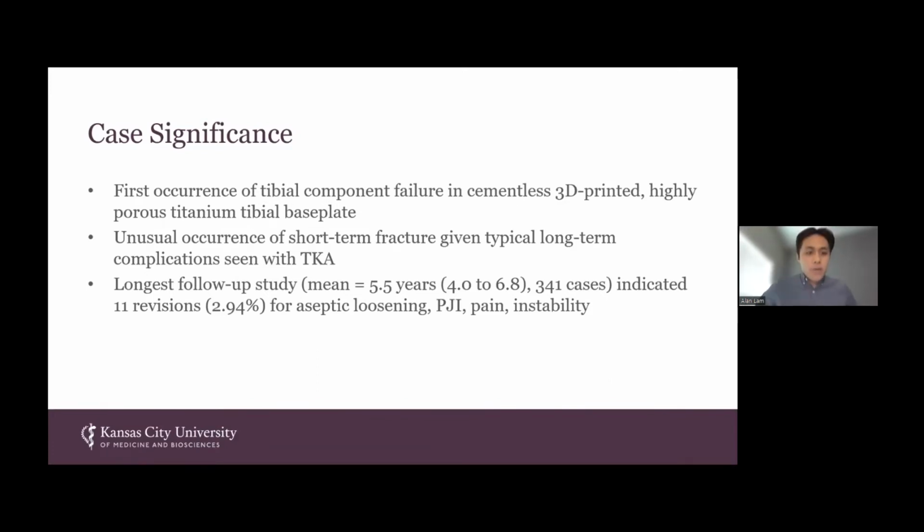And following up with the literature, the longest follow-up study that I could find included 341 cases of that Stryker Triathlon titanium knee system, a mean follow-up of 5.5 years, with only 11 revisions reported, none of which was a component fracture.